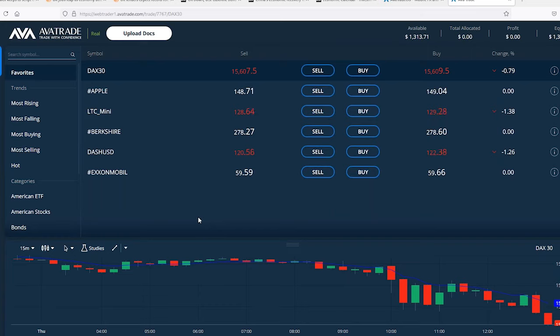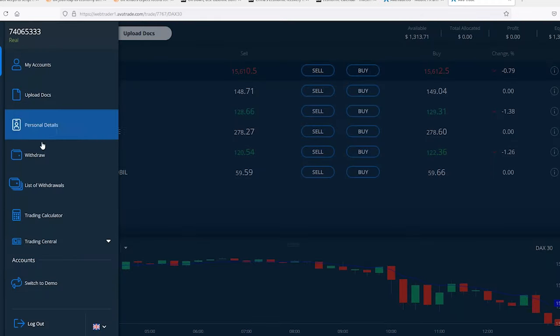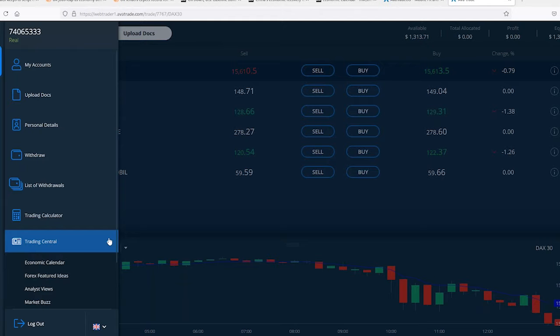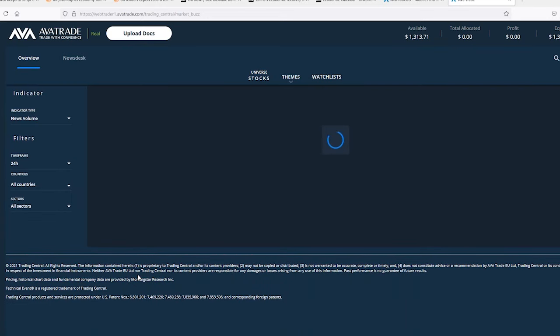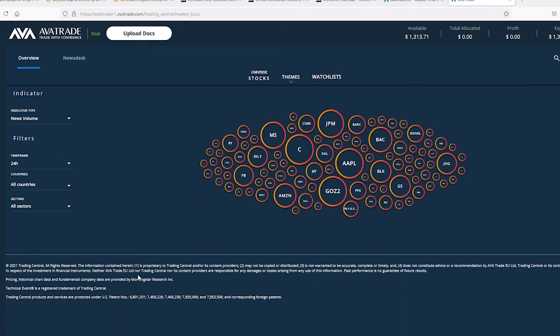Since we're talking about fundamental analysis, how can the web trader platform help you? Click on these tabs, go to the Trading Central advanced features, and if you go to Market Buzz, besides the free signals you get with the analyst views and the Forex featured ideas, you get technical analysis done for you with free signals. If you go to Market Buzz, you have some fundamental analysis organized for you by instrument. So the instruments with the most buzz going on at the moment are the bigger bubbles.